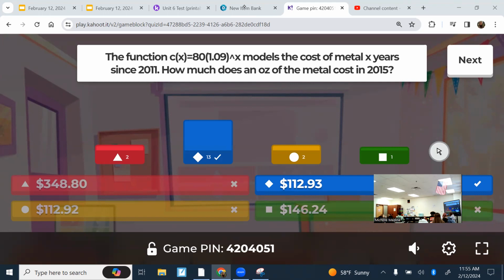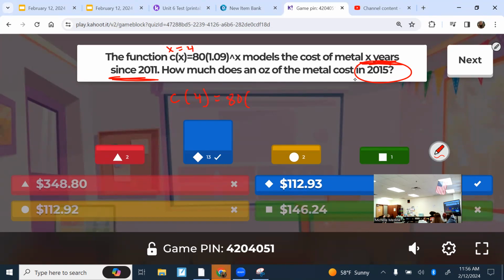But the other trick about this is that you need to know what to plug in. So table 6, can you tell me what I would need to plug into this to solve? 4. And why 4? So in the problem, it always defines your time, which is your X. In this one, it's X years since 2011. And we want to know for the year 2015. How many years from 2011 is 2015? 4. So that's how we knew to plug in the 4.